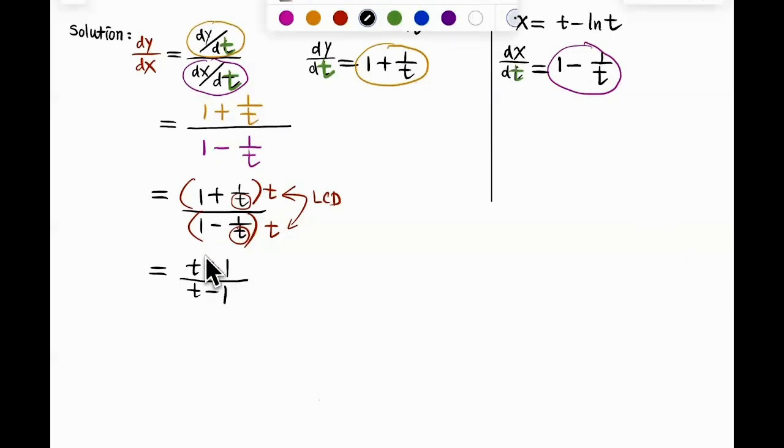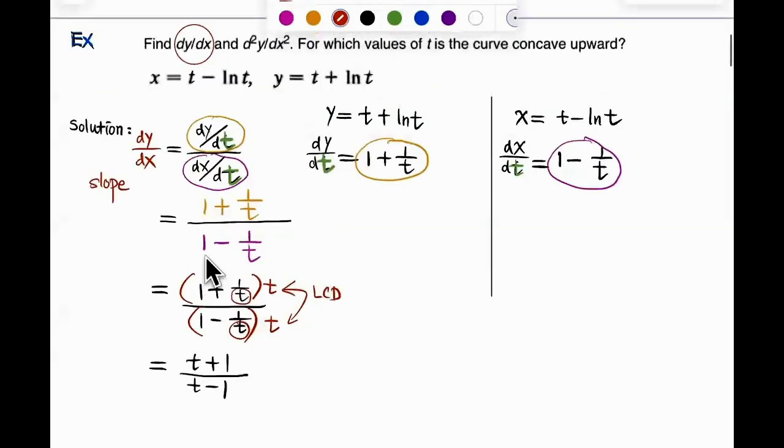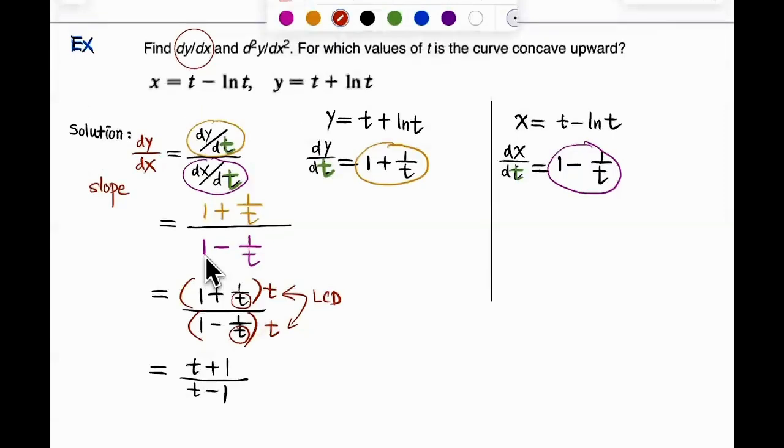So that's dy/dx. What does dy/dx represent? Geometrically, that is the slope of the tangent, right? That's the slope of the tangent. Now, we finished dy/dx. The second part over here asks you to find, what are we trying to find? We're trying to find this one over here, that's the second derivative. Okay, let's do it together.